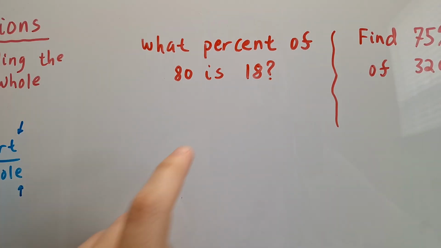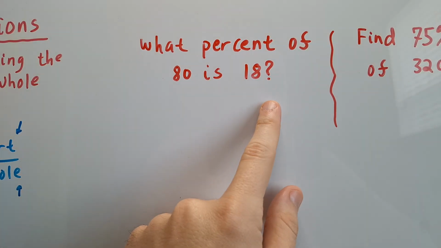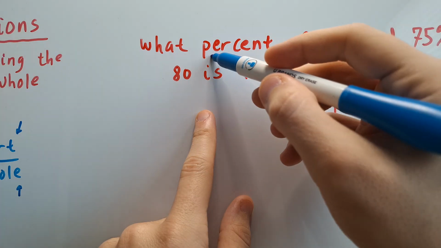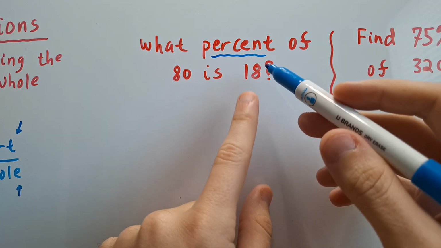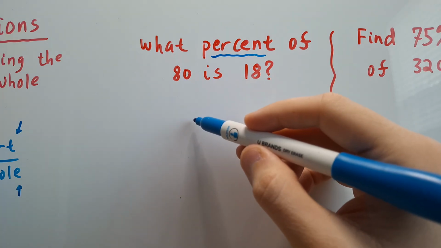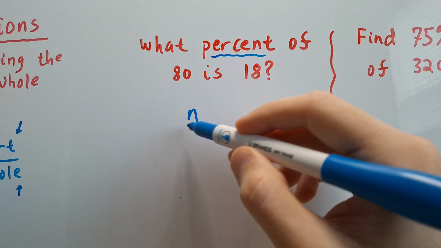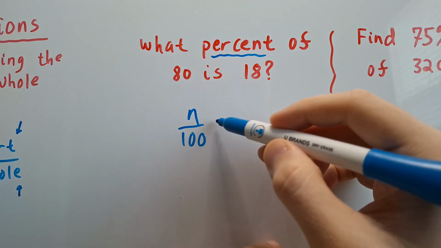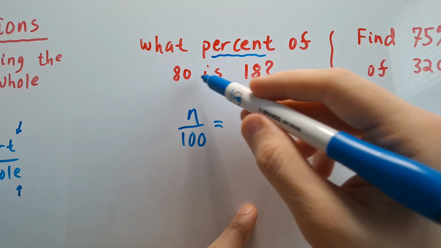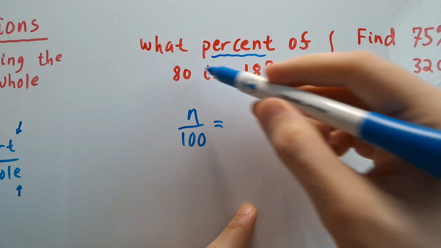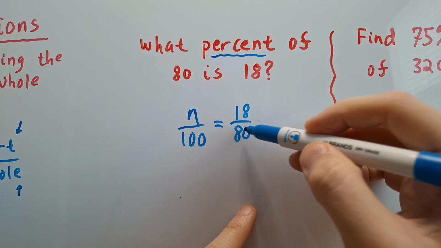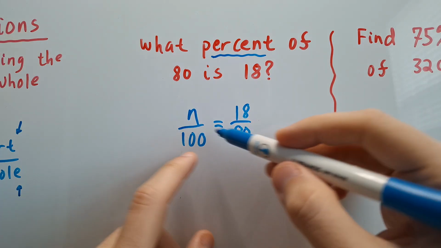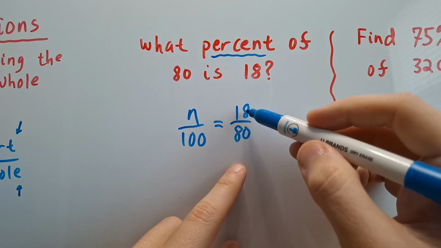This first one says, what percent of 80 is 18? So we're finding the percent value here. We have our whole and we have our part. So how we'll set this up? The whole under the part. So part over whole. What percent of 80 is 18?